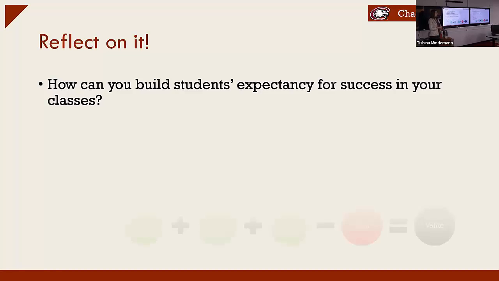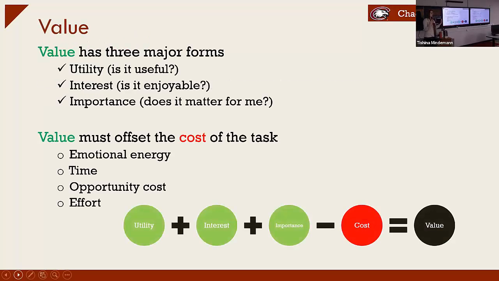So the next component that we're talking about is value, right? So it's expectancy value theory. We started with expectancy for success. Now we're moving into value. So value has 3 major forms. The first is utility. Is it useful?